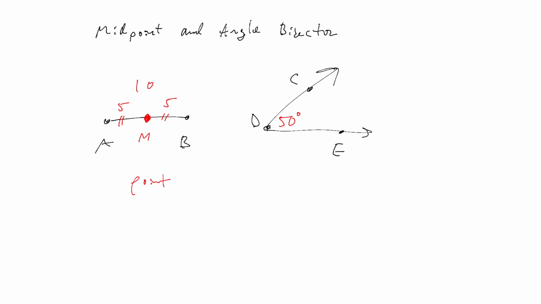But an angle bisector, that's not a point. An angle bisector is going to be a line segment or a ray or a line. I'm going to draw it as a ray. And it basically slices the angle. Let's call this F here. It slices the angle into two congruent smaller angles. In this case, they'd be 25 degrees each.